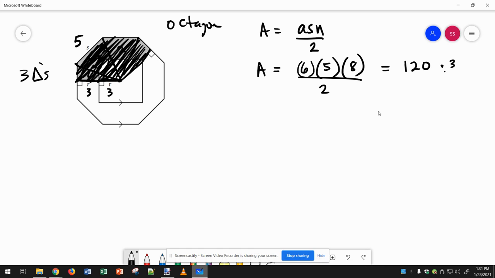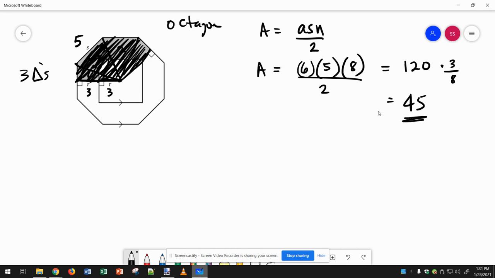It represents 3 out of 8 triangles, because I could draw in 8 triangles, right? If it's a pentagon, I could draw 5 triangles. It's a hexagon, I could draw 6. So this is 3/8 of the whole thing. So if I multiply 3/8 times 120, I get 45. And so that black shaded area is 45.